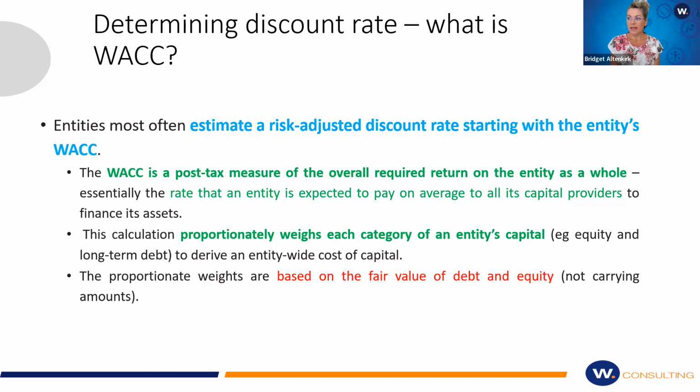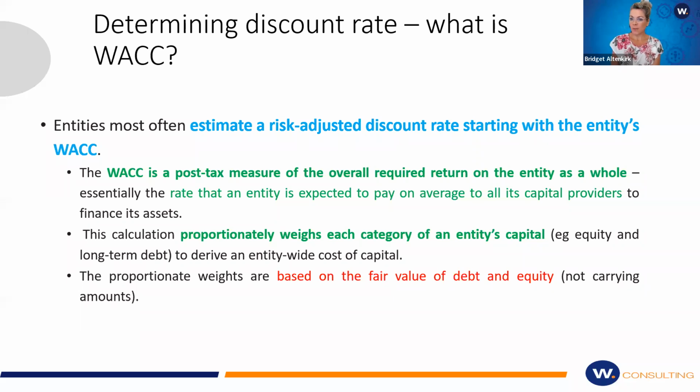So it is a rate that an entity is expected to pay on average to all of its capital providers. And your capital, what is that? What comprises your capital? That is your equity and the long-term debt. So your weighted average cost of capital basically represents the post-tax rate which the entity pays on average to their equity and on long-term borrowings.